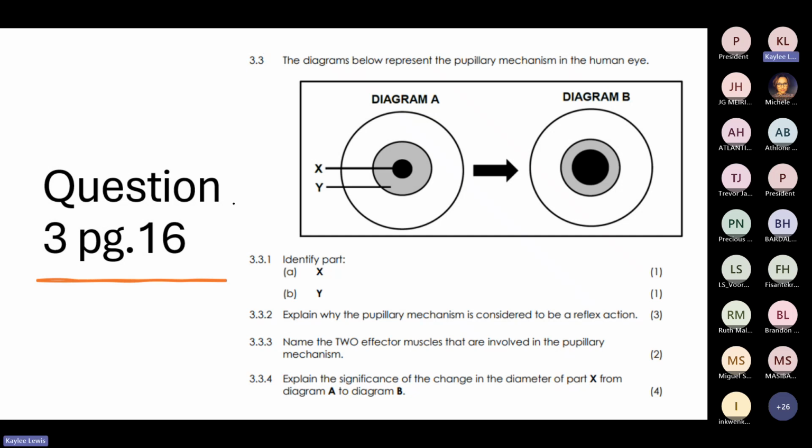I'm going to give you a few more minutes. Just remember, read the question carefully and let the mark allocation guide you. So remember, you need 4 facts for them if it's for 4 marks.